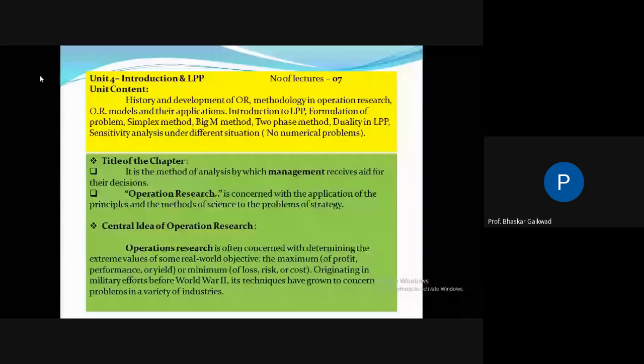Then establishing an equitable bonus system. If you want to give the bonus, how it should be equal among the workers, that we can decide. Traffic control system, municipal corporations and hospital administration purposes we can use. Then production planning and control and marketing purposes. So this is about the application of ORs.